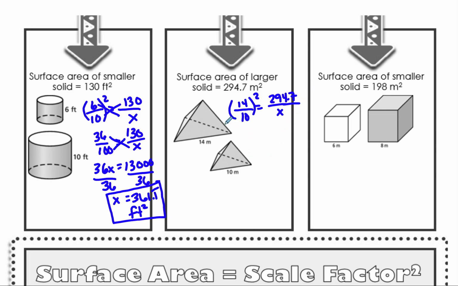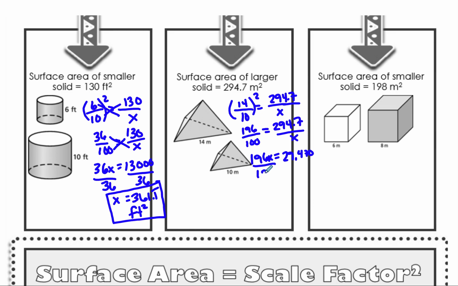All right, so let's see. 14 squared means 14 times 14, and that is 196. 10 times 10 is 100. And then I have 294.7. I'm looking for x. All right, so 196 times x is 196x. 294.7 times 100 gives us 29,470.